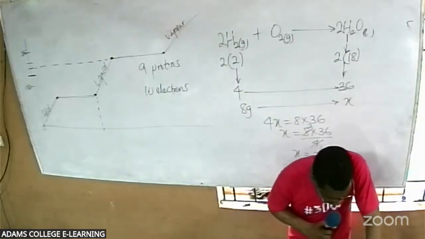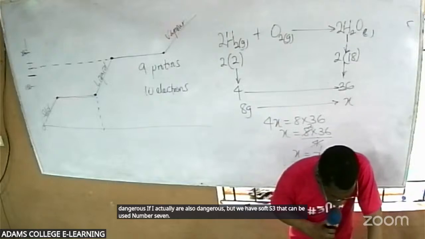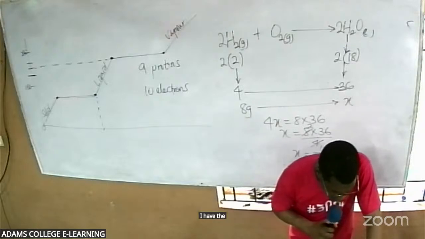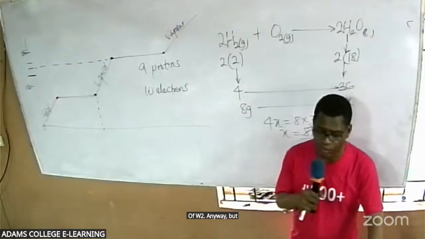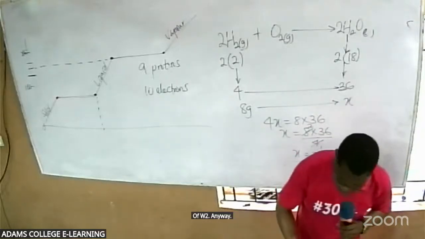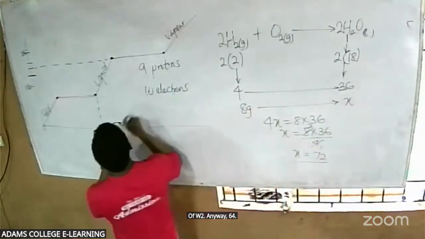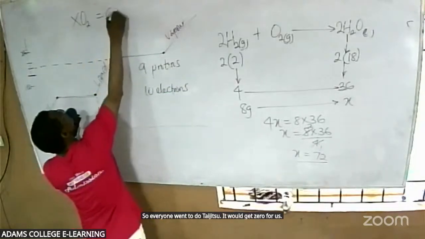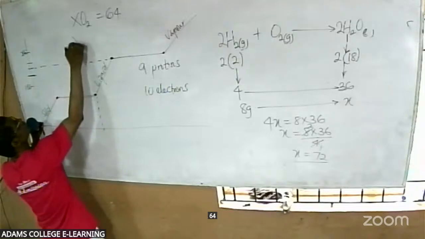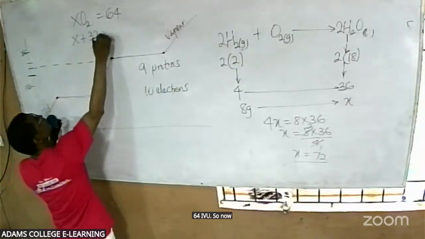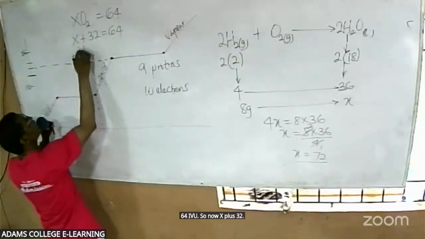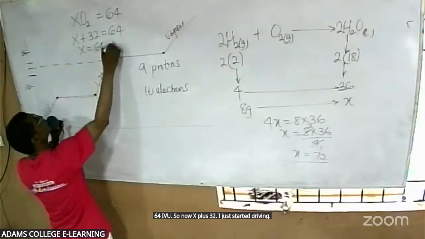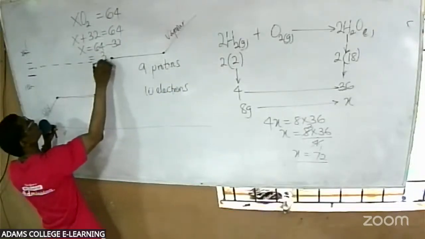Number 7, an oxide XO2 has a vapor density of 32. If your vapor density is 32, what is your molecular mass? 64. So people want to do 32 and get 0 for S. 64, have you? So now X plus 32 equals 64. X is 32, have you? Can you see? 32.